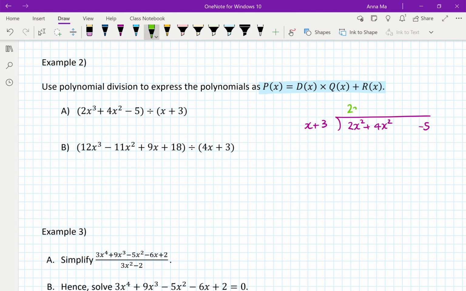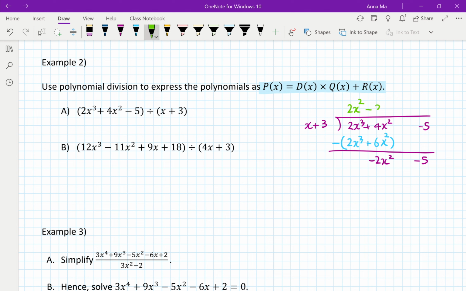Match the terms. I know I have to times it by 2x. 2x squared plus 6x. Subtract. Negative 2x. Oh! Why did I write that as squared? That should be cubed. That should be squared. My bad. So that should be negative 2x squared then. Minus 5. Still a bit of a gap there.